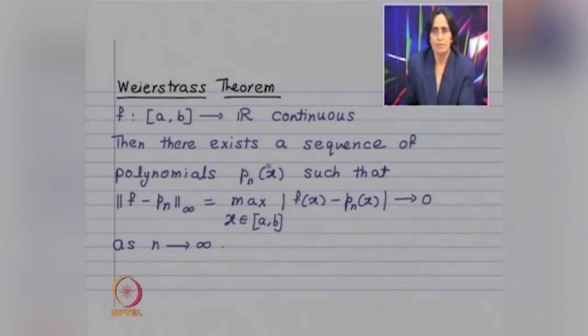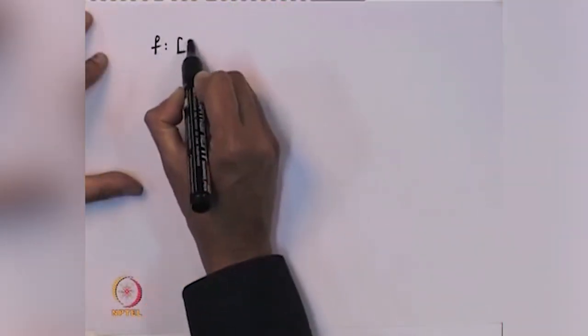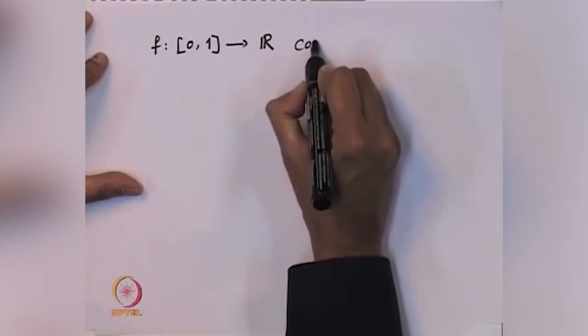Now, there are various proofs of this theorem, but we also have a constructive proof, and in the constructive proof the polynomials p_n are given by Bernstein polynomials. For the sake of simplicity, we will take the interval [a, b] to be the interval [0, 1]. Afterwards, by an affine change of variable, one can take care of the case when the function f is defined on the interval [a, b]. So, our function f is defined on the interval [0, 1], it takes real values and it is continuous.